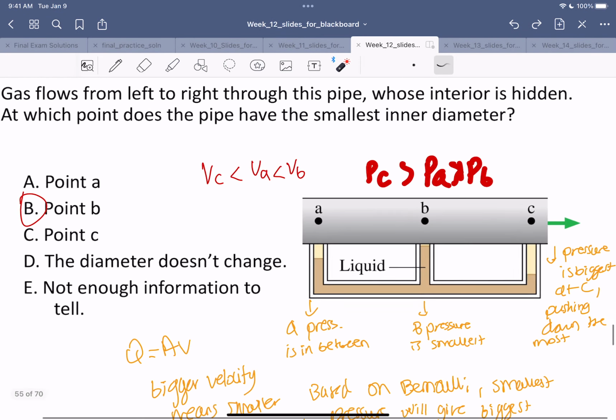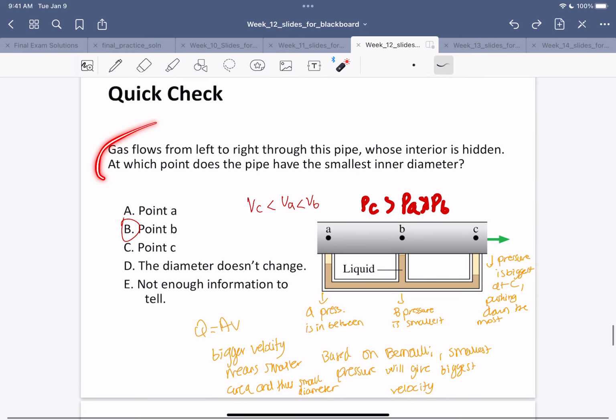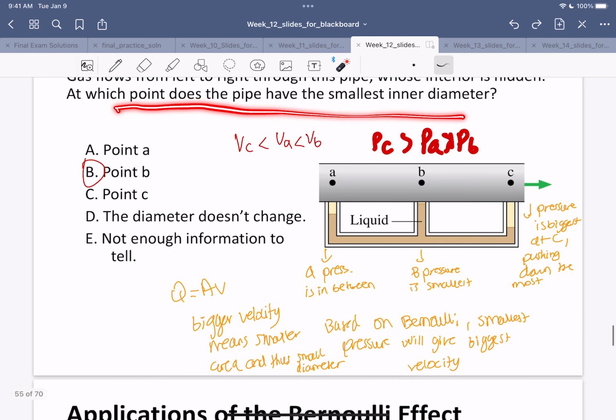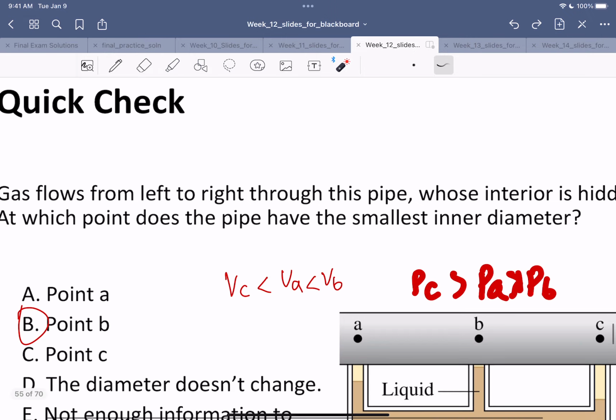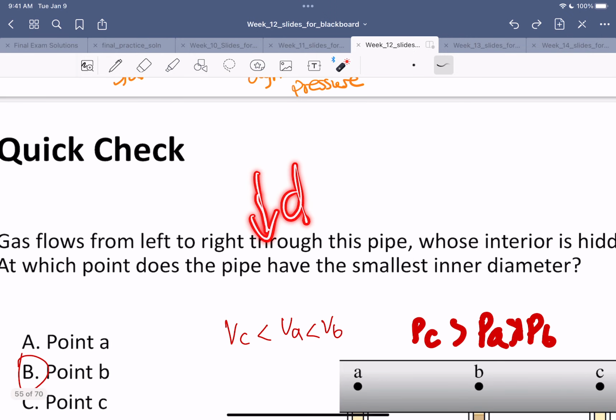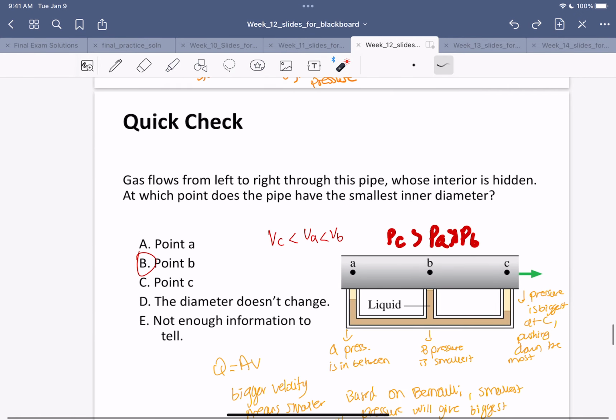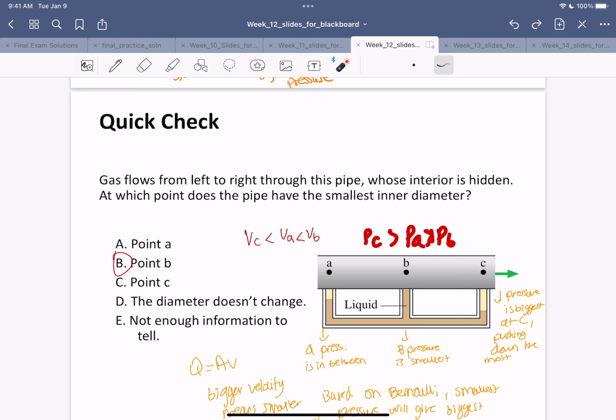I know it's kind of extra, but it helps to understand this example problem here, which is if you have gas flowing from left to right through the pipe, at which point does the pipe have the smallest inner diameter? If I have a small diameter, what does that mean for my area? Smaller area. So it's essentially asking you, forget the diameter, which point has the smallest area? Well, how do I figure that out?